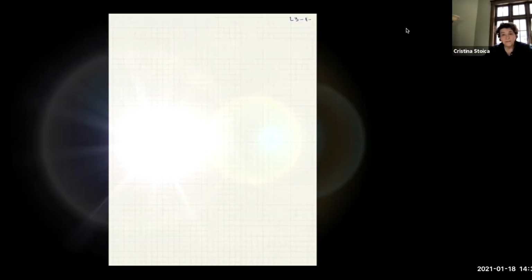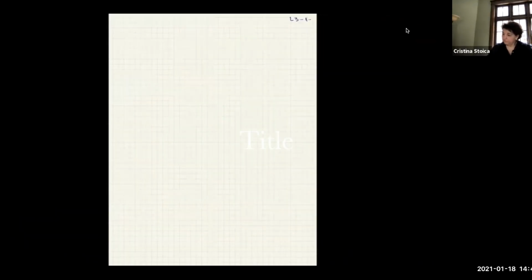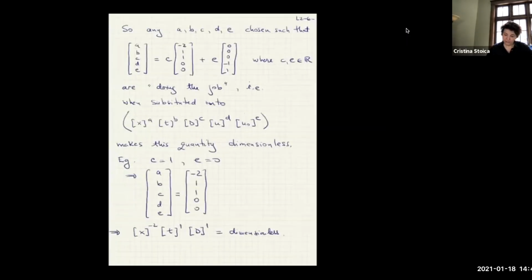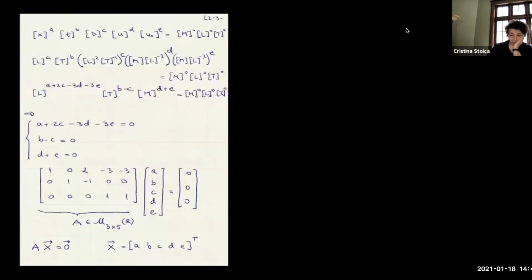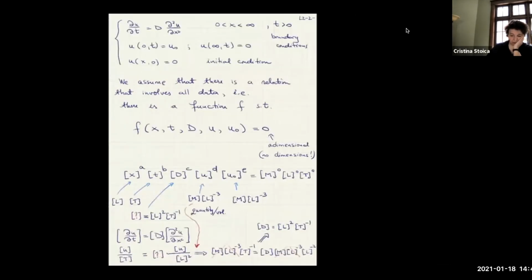Hello and welcome to the continuation of the dimensional analysis lectures with part 2 of that PDE example. So let's see where we were. Okay, so what did we do? I'm flipping all these pages. All right, so we're looking at this diffusion equation, the heat equation, right?